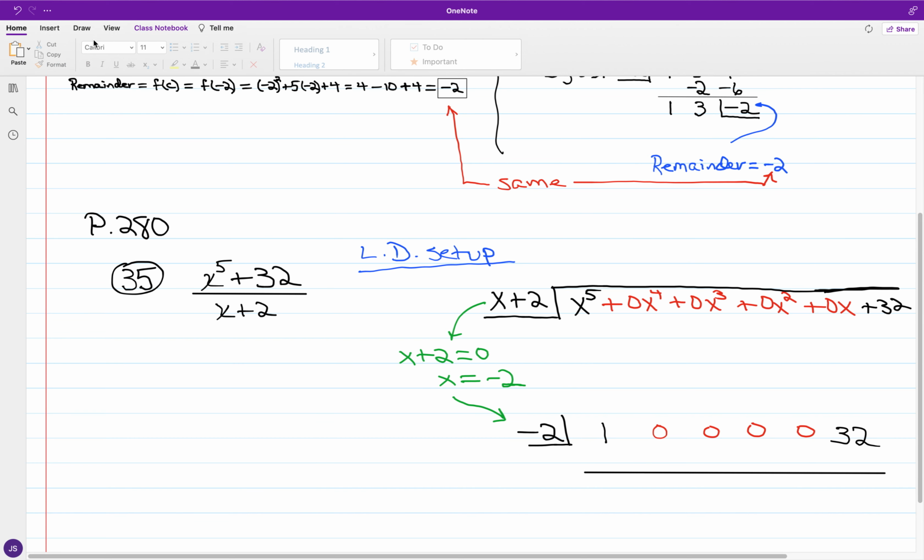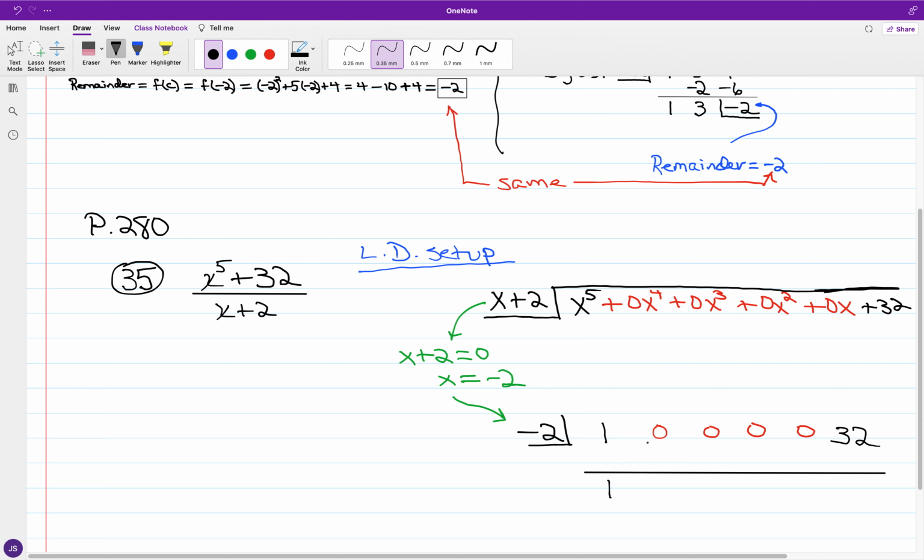And now taking what we have. Okay, so we have 1 is brought down. And then we have negative 2 times 1 is negative 2. 0 plus negative 2 is negative 2. Negative 2 times negative 2 is 4. 0 plus 4 is 4. Negative 2 times 4 is negative 8.